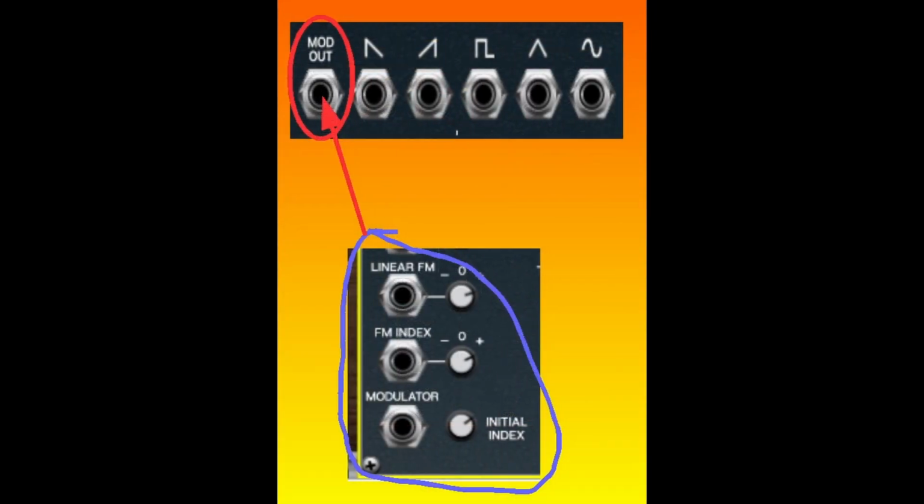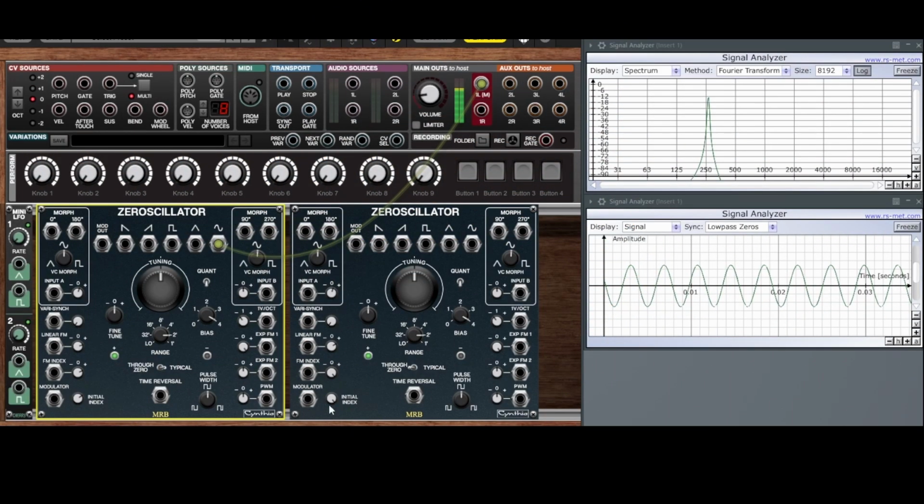I have not talked about the jack labeled mod out so far, this jack left of the wave shape outputs. Let me do so now. This output jack delivers the sum of all modulating signals according to the input jack's linear FM, modulator, and FM index. And there are two attenuverters, of course. Let me demonstrate this.